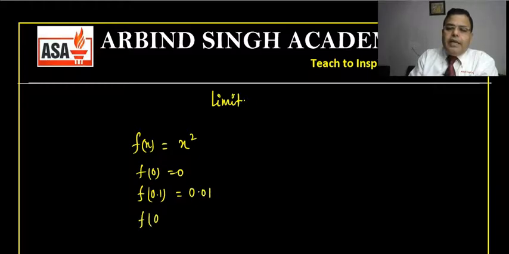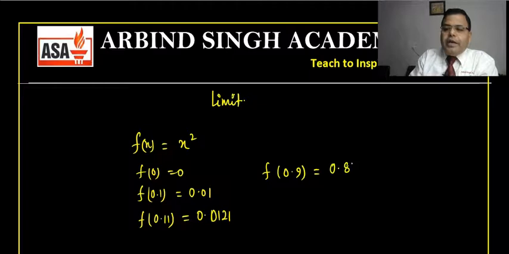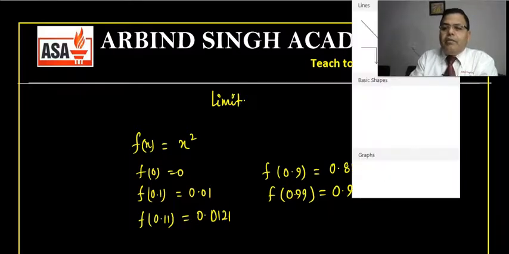If I take slightly more value than this, 0.11, then its square is 0.0121, like this. These are closer values to 0. Similarly, if I take f of 0.9, then the value will be 0.81. If I take 0.99, then the value will be 0.9801.